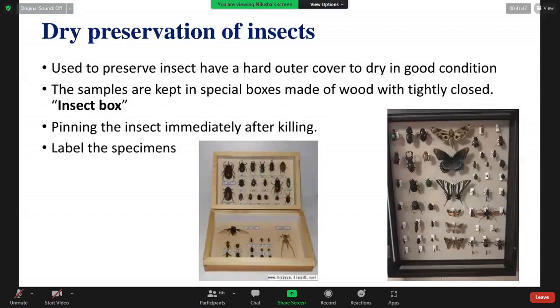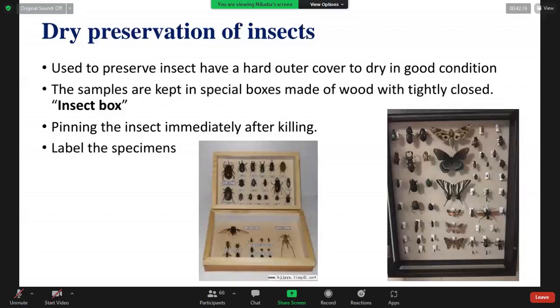The samples are kept in special boxes. Those boxes are made from wood and tightly closed. We call that box an insect box. In this picture you can see this kind of insect box. In second year, third year, you have to prepare a box like this also. And the herbarium you have to prepare in one semester, I think, for agronomy.